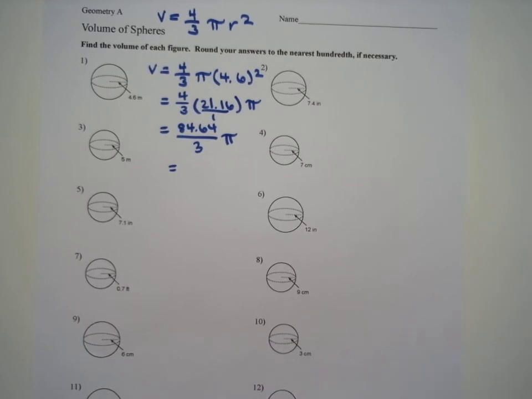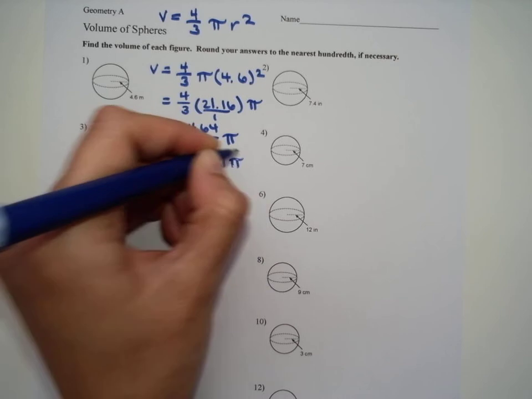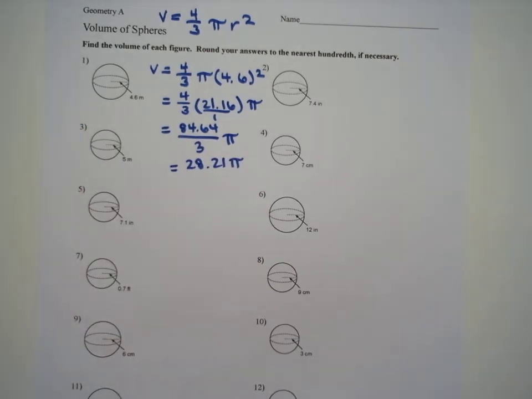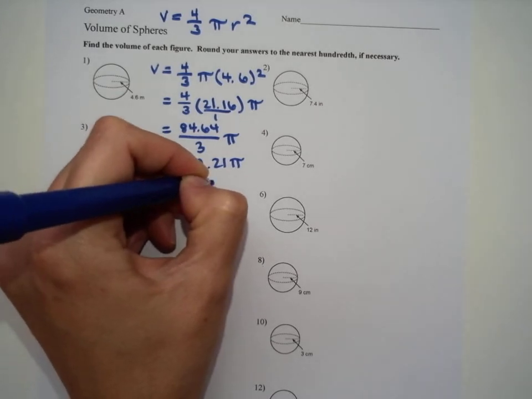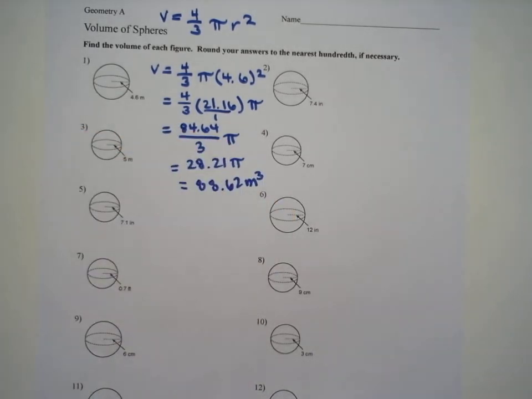So we get 84.64 divided by 3, which is 28.21 pi, and then multiply that by pi, which is 88.62 meters cubed.